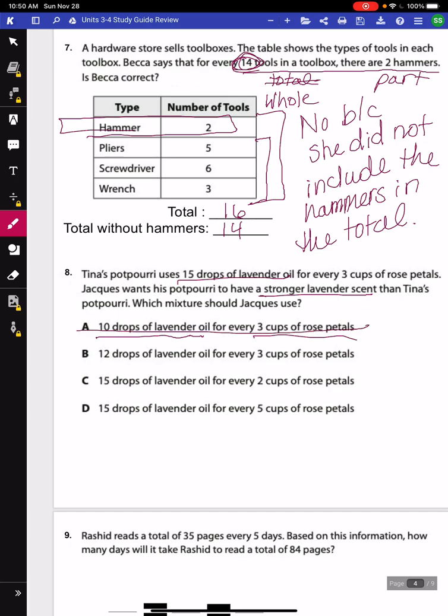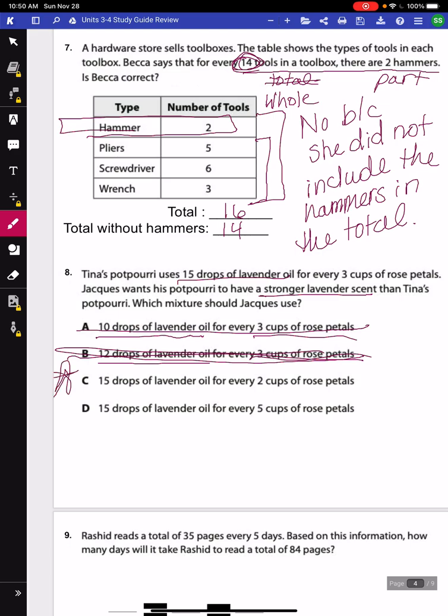Then we move on. We have 12 drops of lavender oil for 3 cups of rose petals. Well, that's the same problem. You're putting less with the same number of cups. So let's mark that one out. C, we have 15 drops of lavender oil for every 2 cups of rose petals. Well, we're putting more drops per cup, so that's an option.